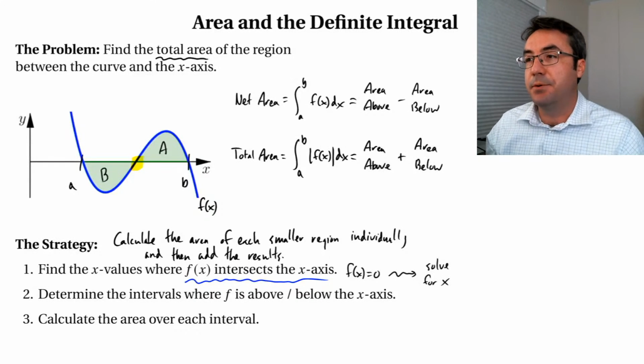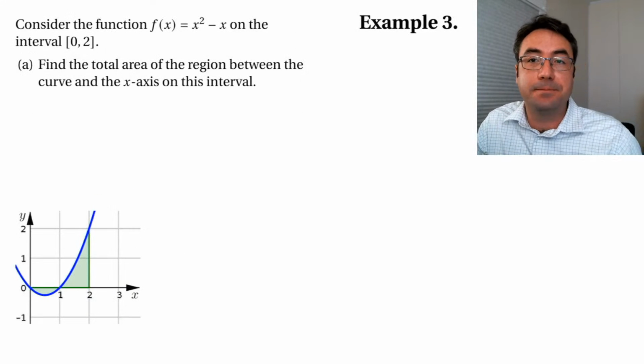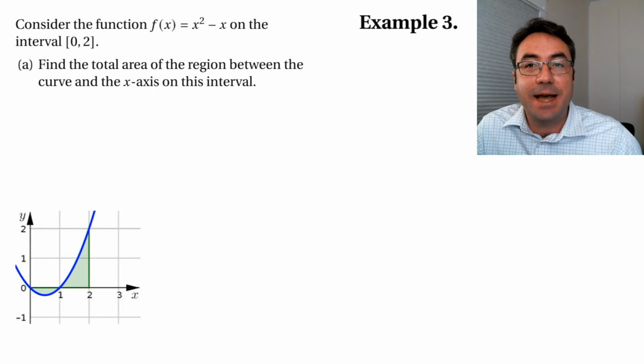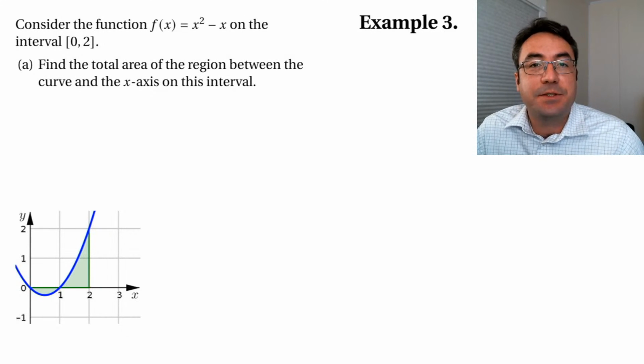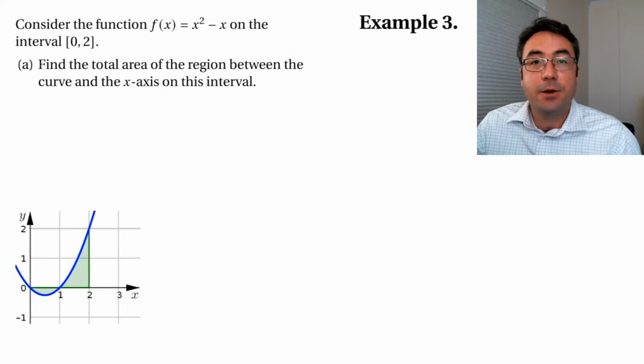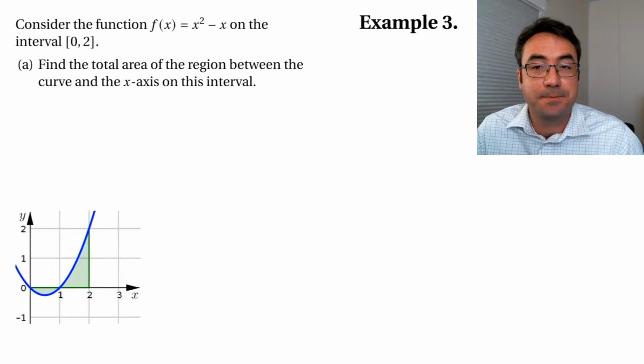So let's try an example where we find the total area. Let's look at this function f of x equal to x squared minus x, and we're going to look at this function on the interval from 0 to 2. So for part A here, we're going to find the total area of the region that sits between our curve and the x-axis. And we're going to do this with definite integrals.